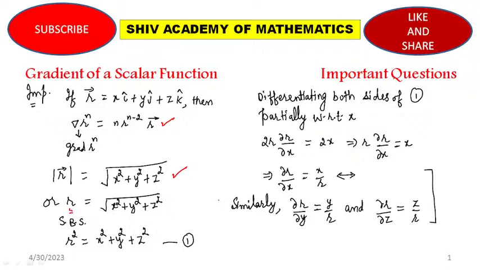So in the next step, what we do, we square both sides. This is the second step. We square both sides, so you get this equation number 1, r square equal to x square plus y square plus z square.